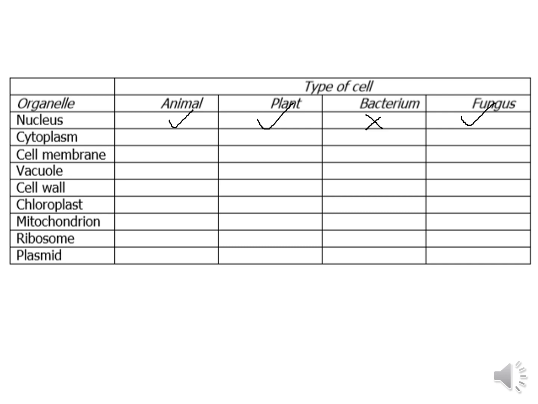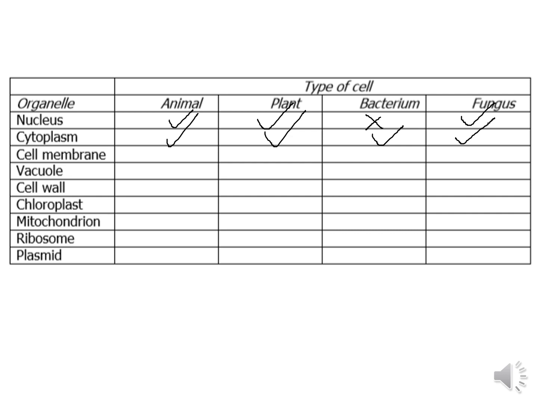Cytoplasm. Where do we find the cytoplasm? Yes, we do find it in animal and plant and bacteria and fungus. What did the cytoplasm do? It's a jelly-like substance, like plasm, jelly. It is the site of chemical reactions.